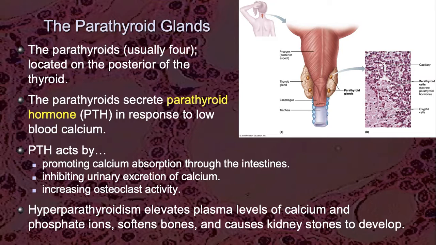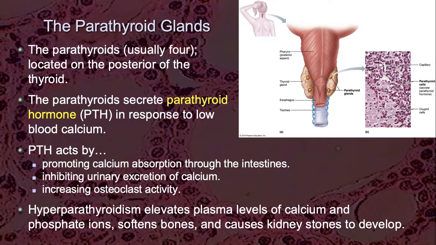So parathyroid hormone, or PTH, is released in response to low blood calcium. So it works in opposition to who? What was your other calcium-related hormone? Calcitonin. Okay, so they're going to do opposite things. So PTH promotes calcium absorption through the intestines. So any calcium you eat, it increases the uptake of that calcium to get it into your blood. It inhibits urinary excretion of calcium, so it prevents you from getting rid of any calcium you have.